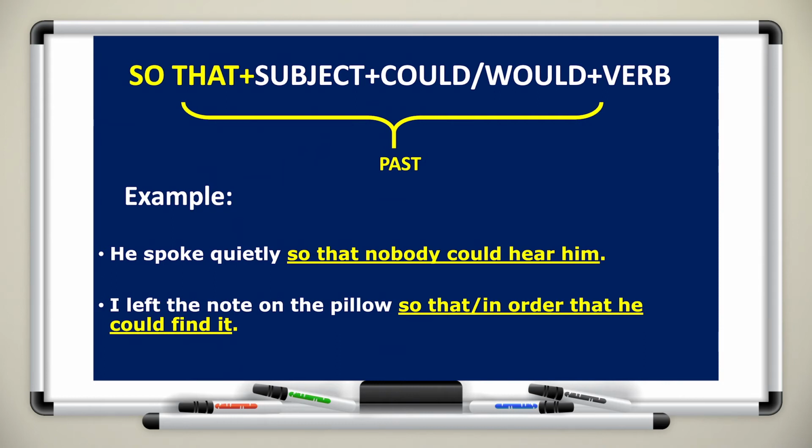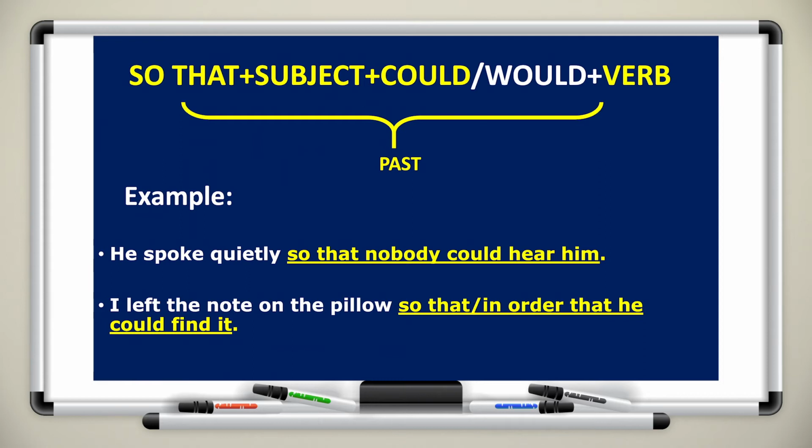What about if it's in the past tense? If it's in the past tense, the only thing we're going to be changing is the tense of the verb. So we'll say, so that, plus the subject, plus could or would, because this is what changes the tense, plus the base form of the verb. He spoke quietly so that nobody could hear him. He left the note on the pillow so that he could find it. The same thing, very simple.